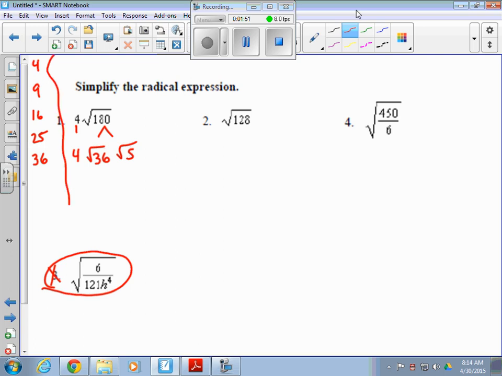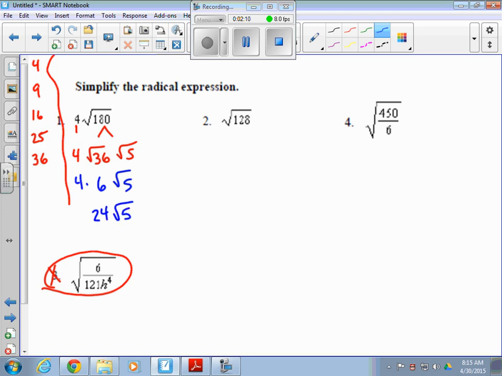So the square root of 36, we're all pretty good with that. We know that that's the number 6. It's not 6 times 6. It's not the square root of 6. It's simply 6. So 4 times 6 times the square root of 5. And when you put 4 times 6 together, you know you get 24 times the square root of 5.